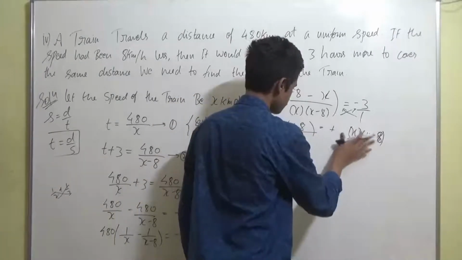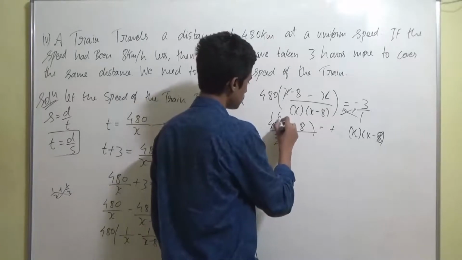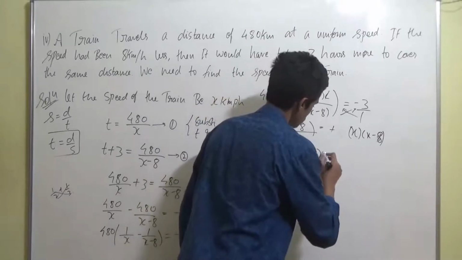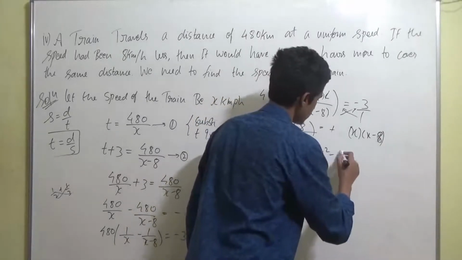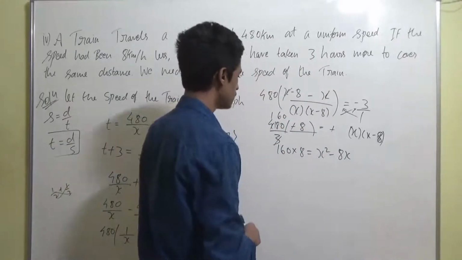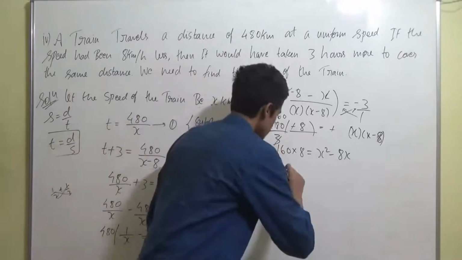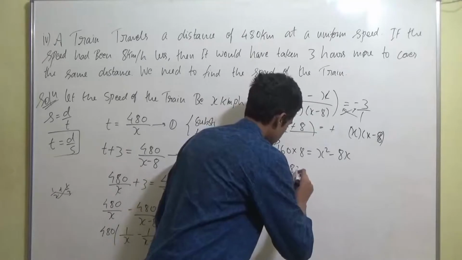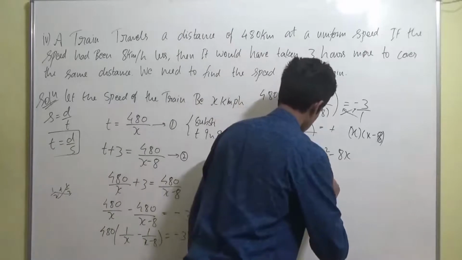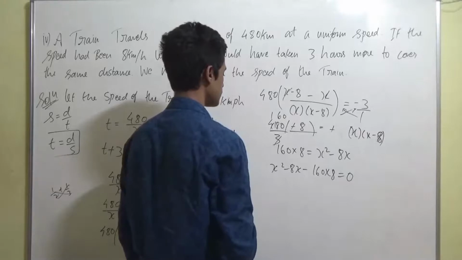Getting it? So now if I divide 480 by 3, it becomes 160. So it becomes 160 into 8 equal to this. If I open it, it becomes x square minus 8x. Getting it, guys? Now I'll bring all the terms to one side and keep 0 on the other side. So it becomes x square minus 8x minus 160 into 8 equal to 0. Right, guys?